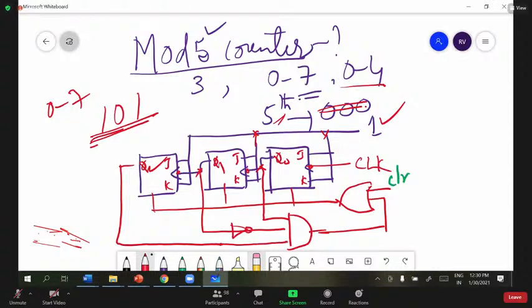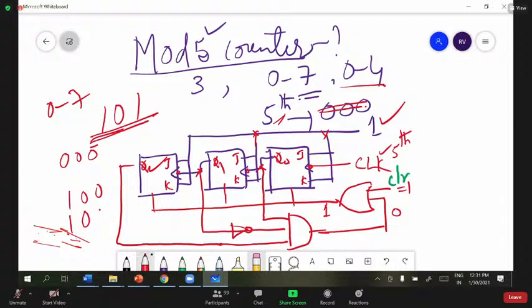Initially you are making clear equal to 1. Either input may be 0 or 1, but the output of the OR gate is 1. Then you can clear all the flip-flops. Then whenever you give the clock signal, you will get the counting sequence from 0 to 100. When the fifth clock pulse comes, or if I press that pulser switch, what will happen?